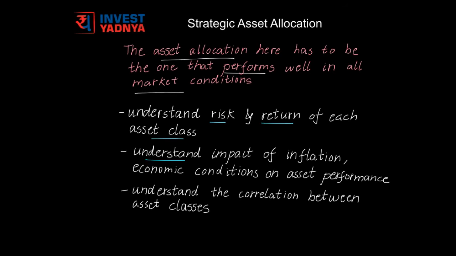You need to understand the impact of inflation and other economic conditions on the asset performance. For example, equities do better in times of growth and commodities and real estate do well in times of inflation. You need to understand the correlation between asset classes. Some asset classes perform in the same fashion. Some perform in the opposite direction and some are independent of each other. For example, when equity makes gains, the debt asset class makes less returns, and similarly, the reverse is true.